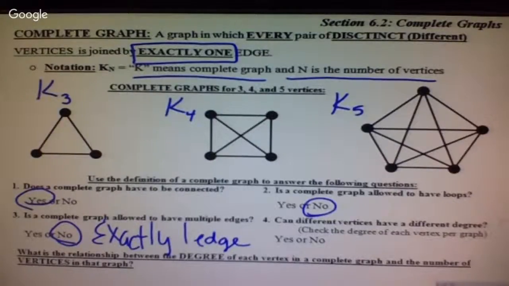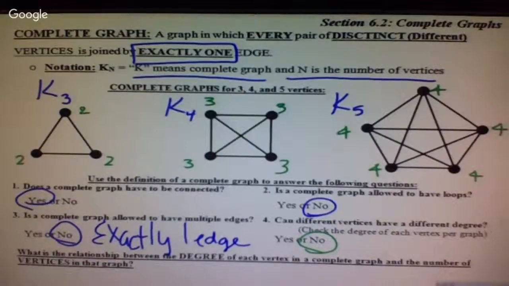Let's look at number 4. Can different vertices have a different degree? Let's go to this one. What's the degree of each vertex here? 2. These are all 2s. What about this one? 3. They're all 3s. What about this one? 4. They're all 4s. So no, they're not allowed to have different degrees. In a complete graph, every dot has the same degree.